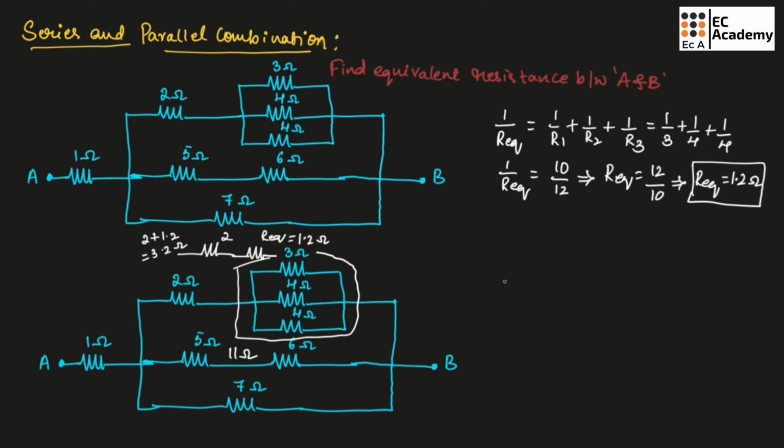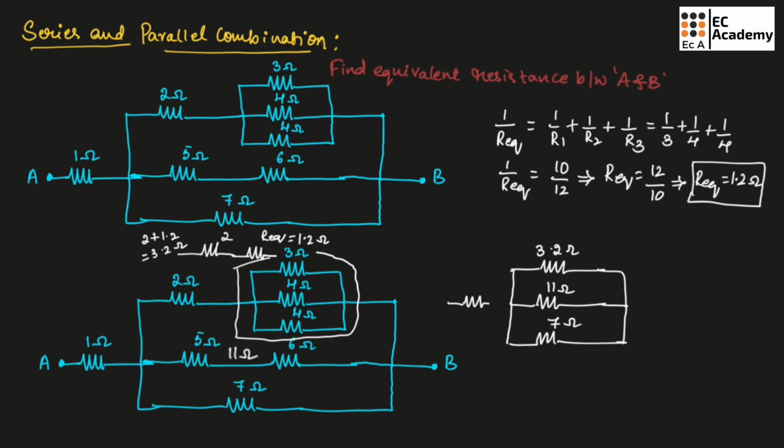So we can rewrite the circuit. In the first branch we got 3.2 ohm, in the second branch we got 11 ohm, and in the third branch we got 7 ohm. These three are in parallel, which is connected in series with 1 ohm, between A and B.